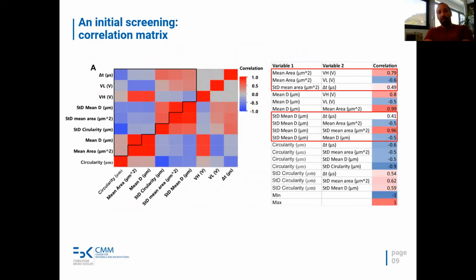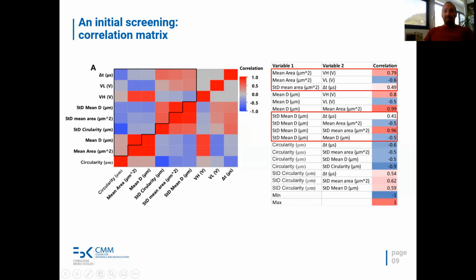A first screening that has been done, by an approach that is commonly used in data analysis, is to produce a correlation matrix. The correlation index is an index that tells us if 2 variables are linearly correlated or not. We can consider 2 variables linearly correlated if this index is higher than 0.4 or lower than -0.4.